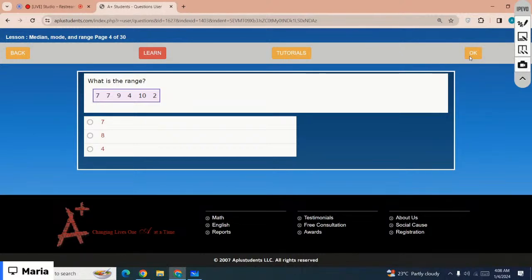The range is, you have to find the smallest number in the data. The smallest number is 2. The greatest number is 10. So 10 take away 2 is 8. The correct option is 8. The range of the data is 8.